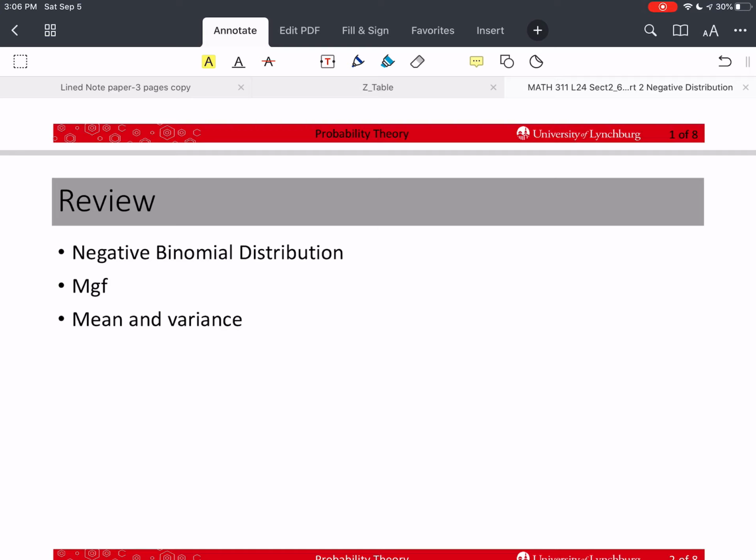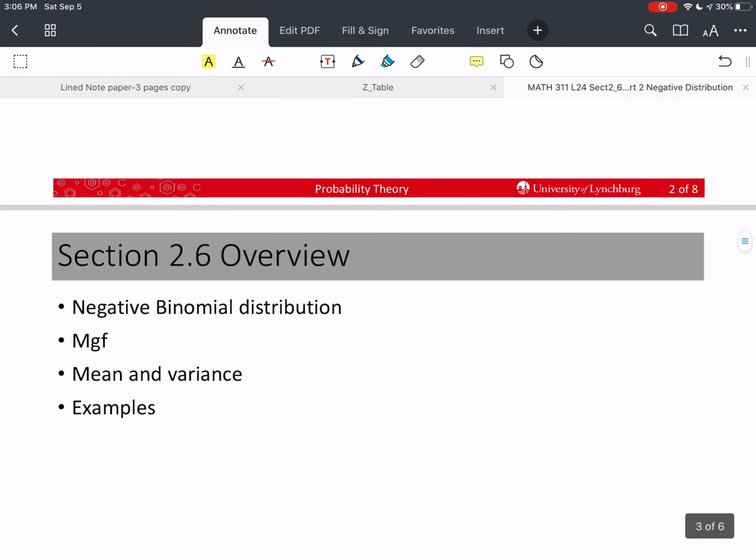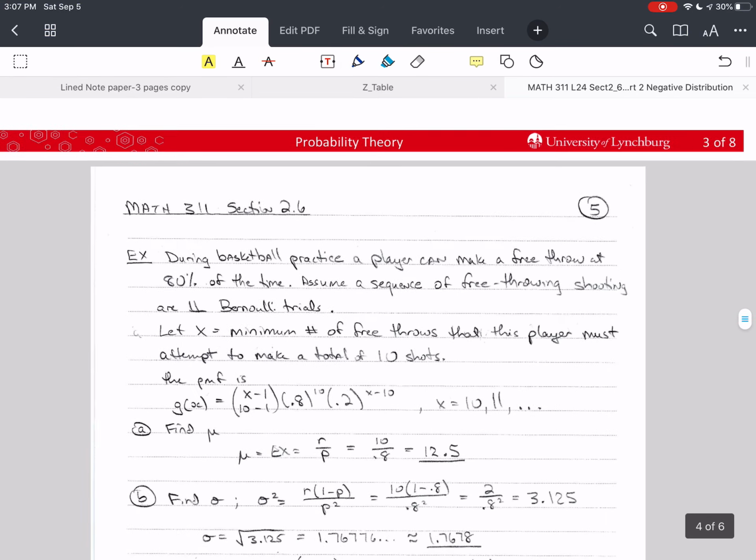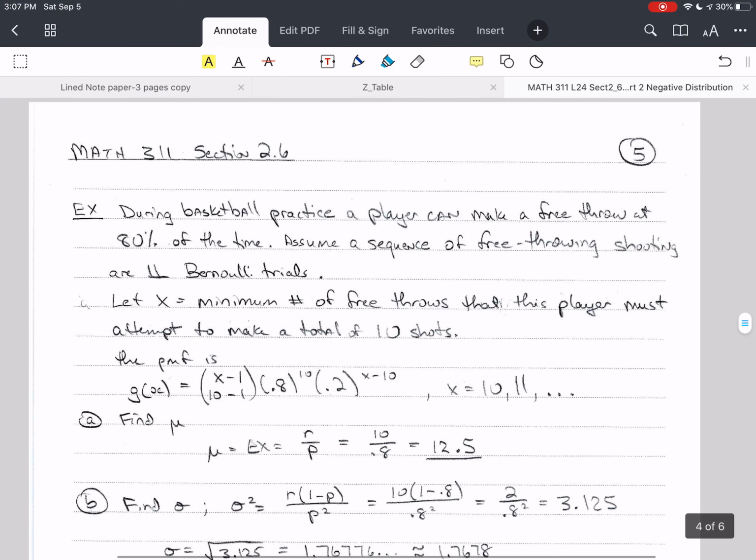We also went through the derivations for the mean and the variance, but very briefly. I didn't get into the details. It's a lot of algebra, a lot of manipulation there. But we did give the formula for the mean and the variance. This time we're going to talk about examples. So we're going to use what we learned and do some actual examples.